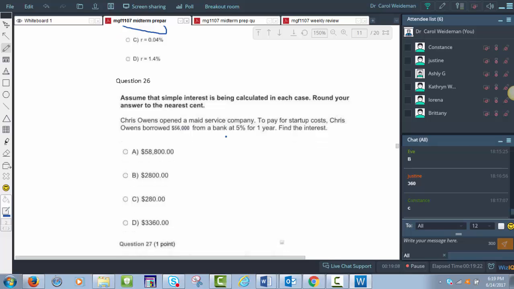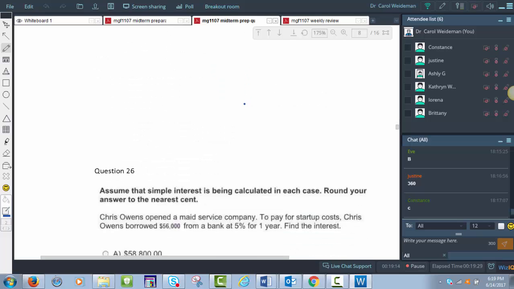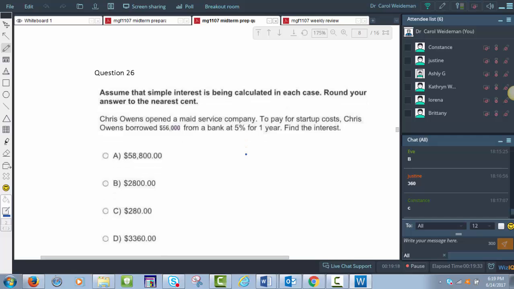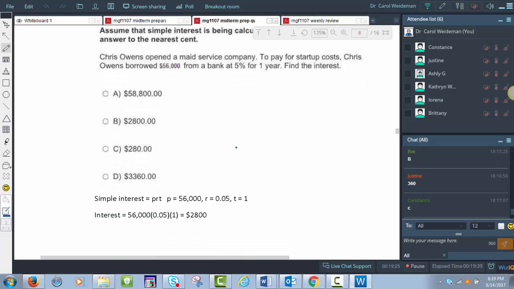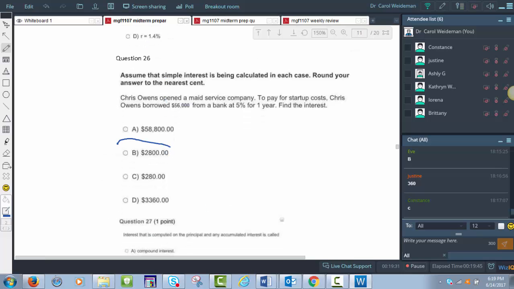Let's see. Okay, another one. I think I probably have a detailed one for this too. Yeah, Chris opened a new maid service company. She borrowed $56,000 from the bank at 0.05% for 1 year. Find the interest. Same formula, $2,800. Simple interest is pretty easy.